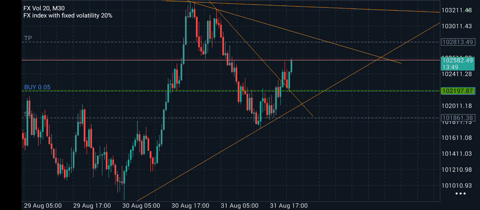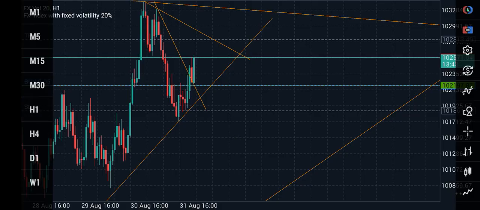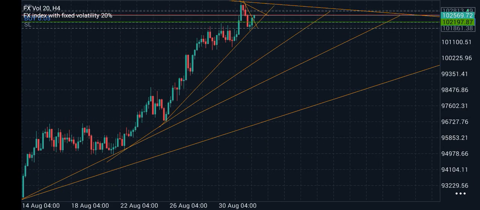And for the time frames I mentioned, this is the M30 chart, this is the H1, and this is the H4. This H4 is my favorite time frame. There's nothing I can't do with this H4. So now coming to the higher time frames, they represent longer periods.